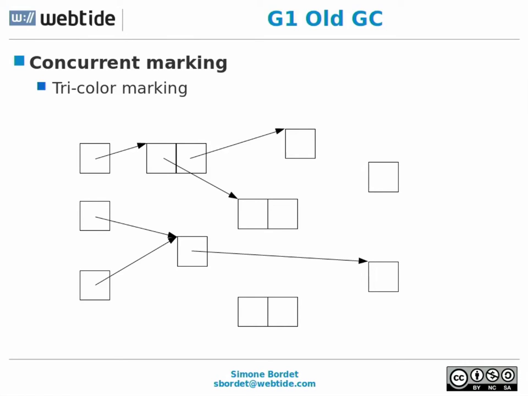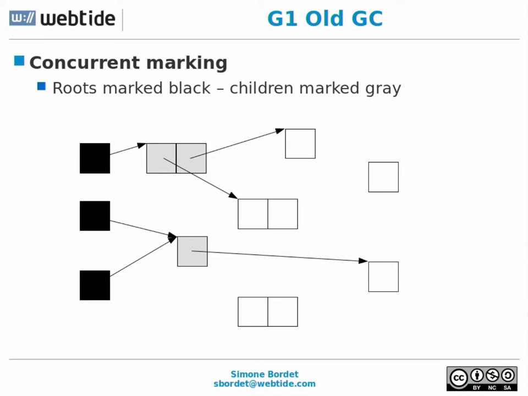First thing that G1 is doing is stopping the world for a little moment and collecting all the roots. And it paints them black. Then it says, okay, I'm done with the roots. Now it can proceed in parallel. So it takes the first root and says, okay, let me follow your pointers. Oh, look, you have only one pointer. It points to this object.